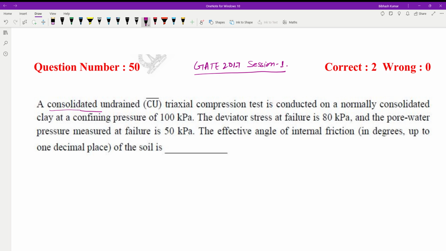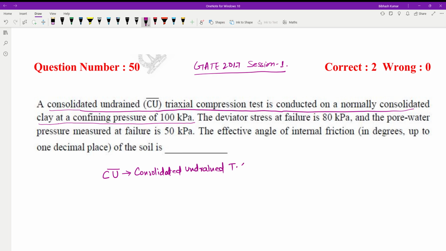This consolidated undrained triaxial compression test is conducted on normally consolidated clay at a confining pressure of 100 kPa. Okay, so CU test has been performed, that is consolidated undrained triaxial compression test has been performed on a normally consolidated sample. Okay, the clay is going to be normally consolidated clay.